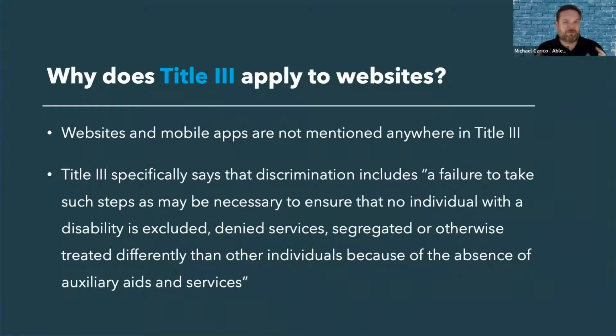So that's all fine and dandy, but why exactly does Title III apply to websites? Because websites and mobile apps weren't around in 1990, and they weren't mentioned anywhere in Title III. Why does this actually apply? Well, part of Title III specifically defines a type of discrimination as a failure to take such steps as may be necessary to ensure that no individual with a disability is excluded, denied services, segregated, or otherwise treated differently than any other individual because of the absence of auxiliary aids and services.